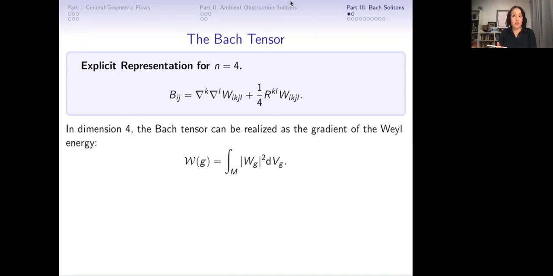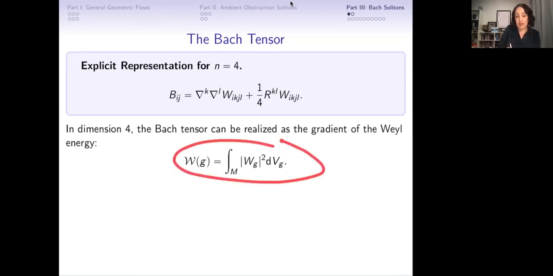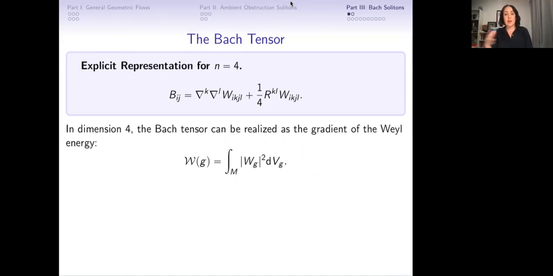Moreover, in dimension 4, we get a lot of nice properties that don't exist or don't apply to the Bach tensor outside of dimension 4. So it really makes sense to focus our attention and energy in dimension 4 for all of these reasons. In dimension 4, the Bach tensor can be realized as the gradient of the Weyl energy, which is defined here. If you have watched part 2, maybe you recall that we looked at the ambient obstruction tensor as being the gradient of the Q energy relating to Branson's Q curvature. It's worth noting that in dimension 4, the Weyl energy and the Q energy are very much related, up to a constant.